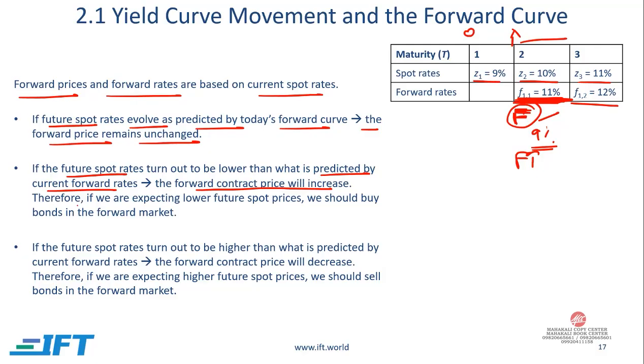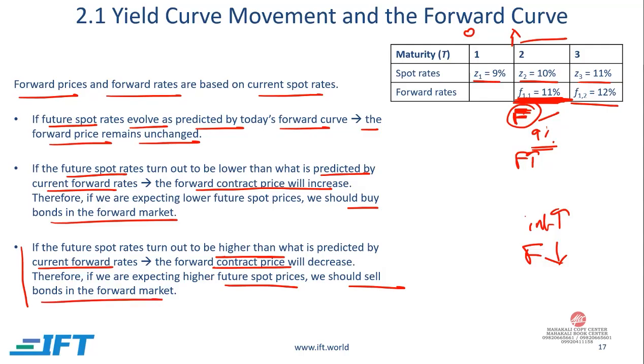If this is our belief, that the rates in the future are coming down, then we should buy bonds in the forward market. And the opposite also holds true. If future spot rates turn out to be higher than what is predicted by current forward rates, then the forward contract price will decline. So in this case, the forward contract price will come down because interest rates are higher than what we had initially expected. Therefore, if we are expecting higher future spot prices, we should sell bonds in the forward market.